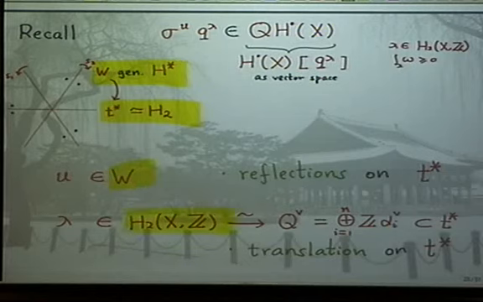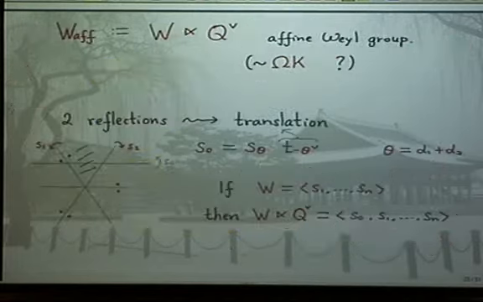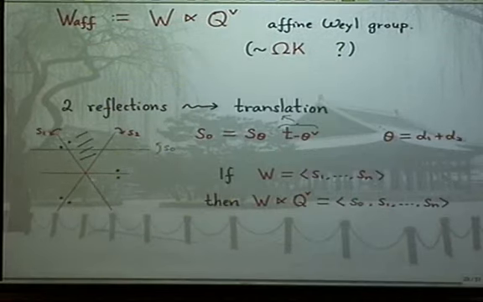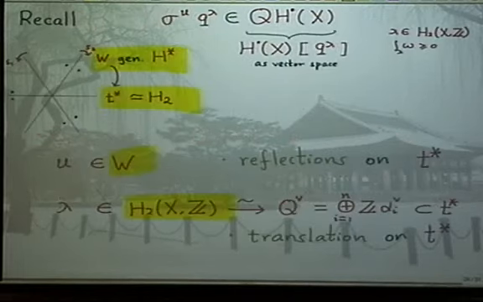It's just a translation anyway. So you can consider the semi-direct product. One is reflection, the other is translation, and then the product is the affine Weyl group. It's just the Weyl group semi-direct product with Q. Q is just H2. Okay.